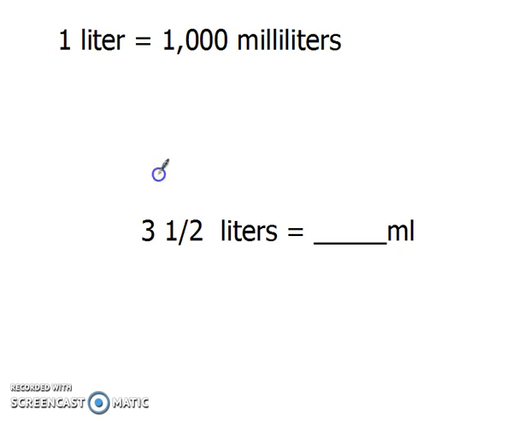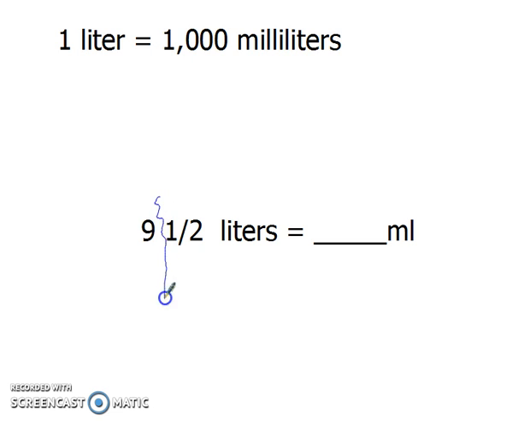3.5 liters. Alright, so I'm going to split this up. Take care of the 3 first. 3 times 1,000 is 3,000. Half of 1,000 would be 500. So I need to take the 3,000 plus 500, add them together, and I'm going to get 3,500 milliliters.